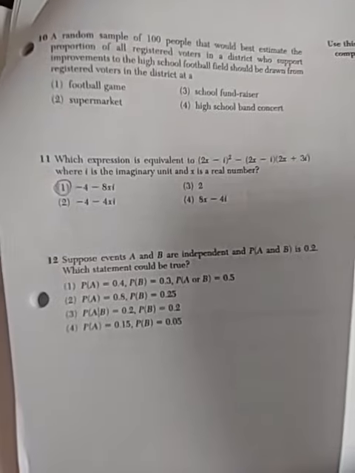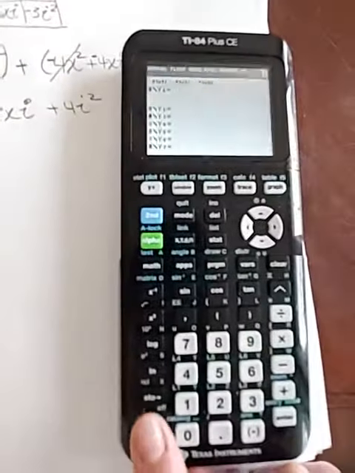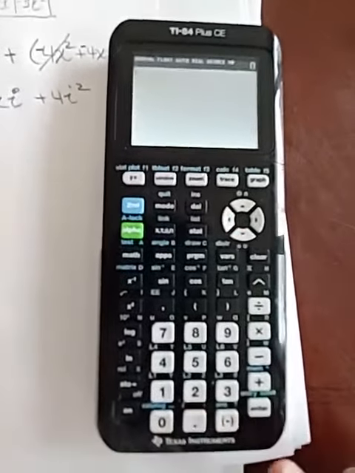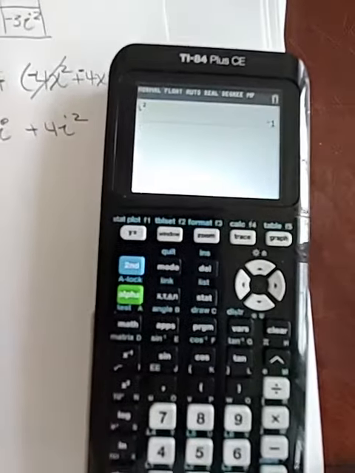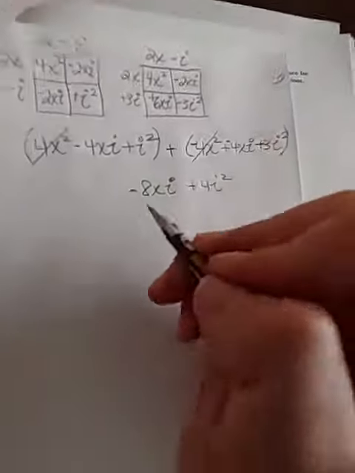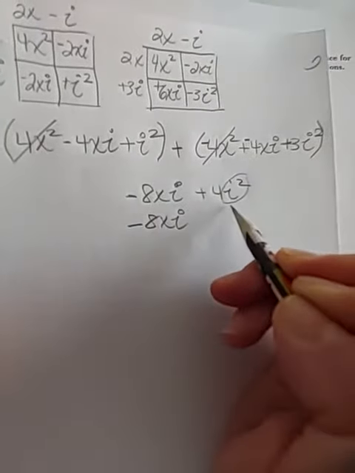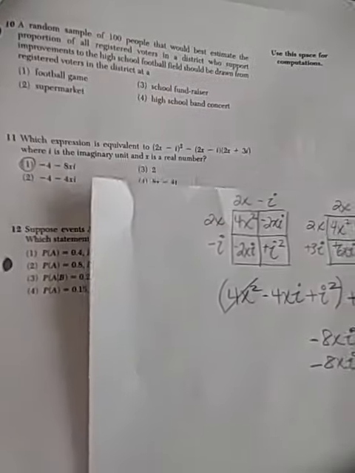All right, now when you look at your answer choices, none of them have an i squared in it. If you forget your powers of i, you can use your calculator by pressing second decimal place. That pops up the i, and i squared is really negative 1. So we have negative 8xi, and this i squared is really negative 1. So this whole thing is really minus 4. Making our answer choice 1, the order is just swapped in 1.